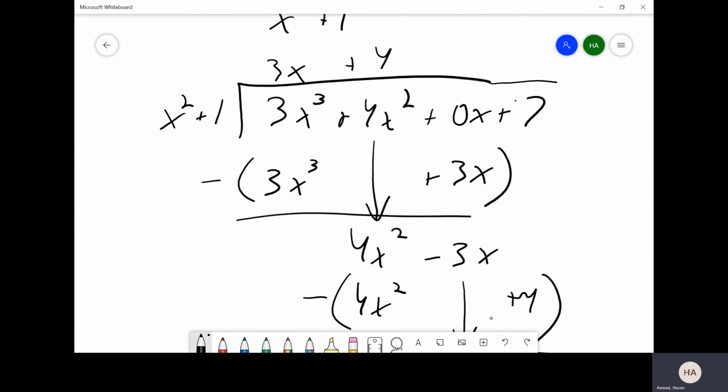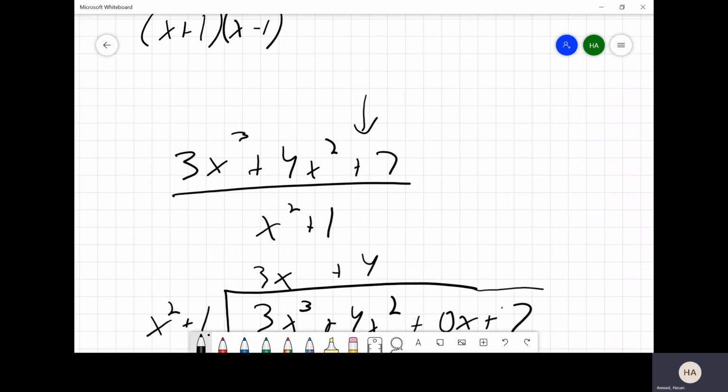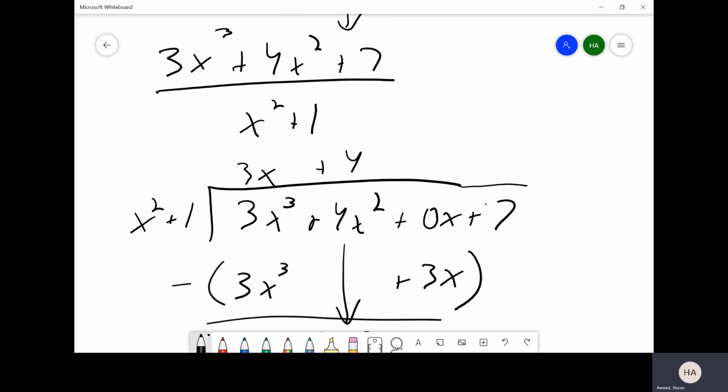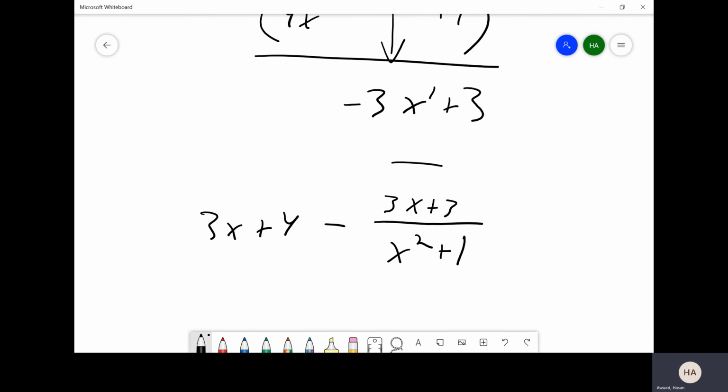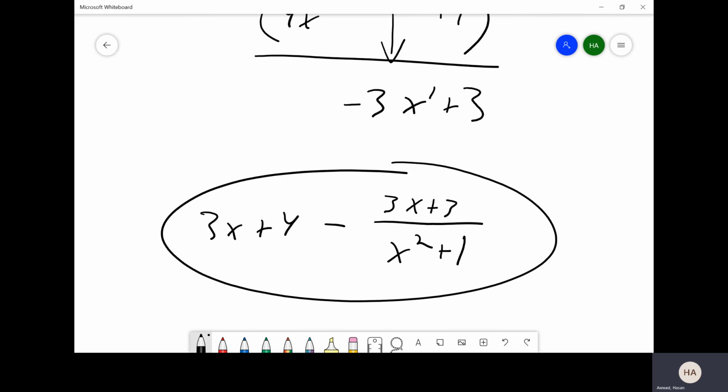We're dividing by a highest power of 2, so no, there's nothing else that we can do. So our final answer is just 3x plus 4 with a remainder. So we have 3x plus 4 with a remainder of 3x plus 3 over x squared plus 1. And this would be your final answer.